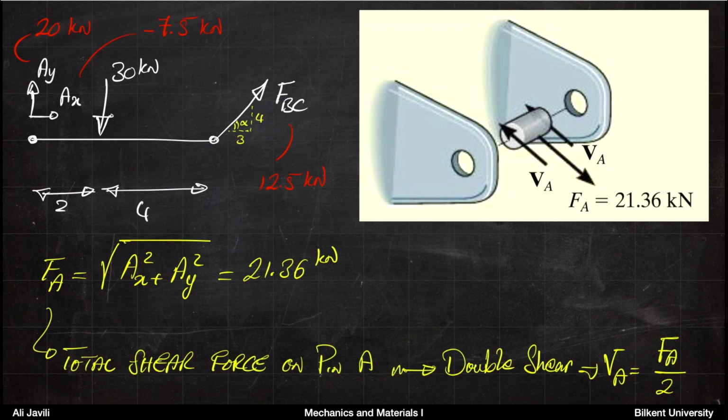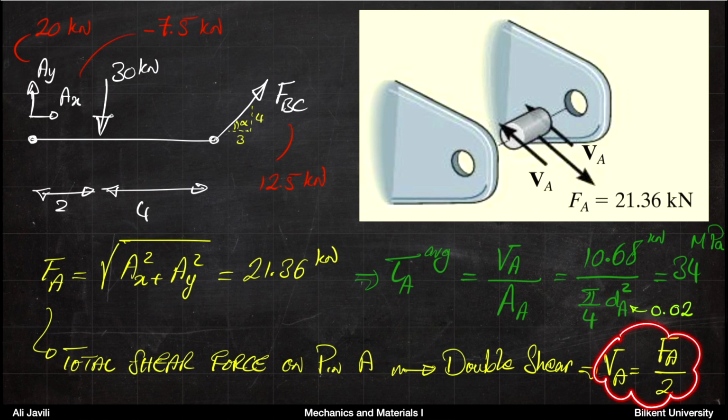But also you remember that this is a double shear pin. That means it has two sides to carry this much force, and resultant shear force would be the total force divided by 2. Okay, so the shear force on pin A on each side is the force Fa divided by 2, so half of that.